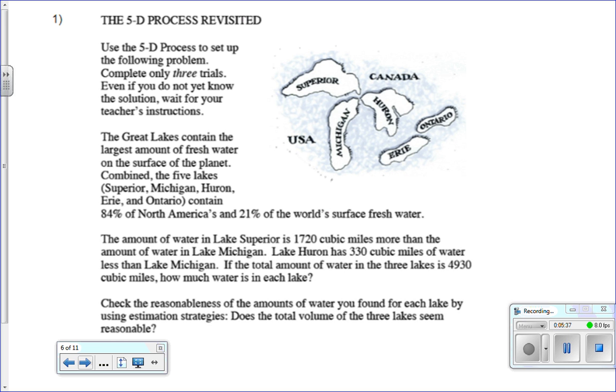Lake Huron has 330 cubic miles of water less than Lake Michigan. If the total amount of water in the 3 lakes is 4,930 cubic miles, how much water is in each lake? It says check the reasonableness of the amounts of water you find for each lake by using estimation strategies. For example, if we get that Lake Superior has 6,000 cubic miles of water in it, that would make no sense because all 3 lakes together have 4,930. We want to make sure that our answers make sense.